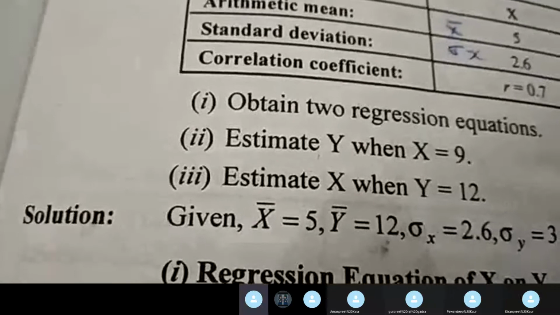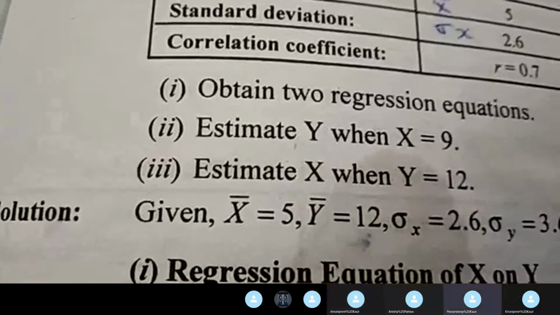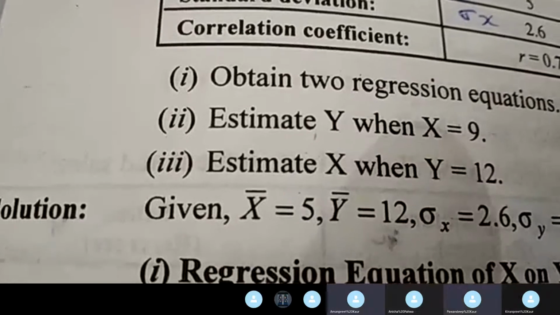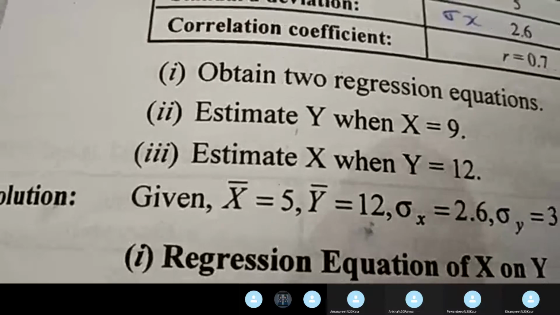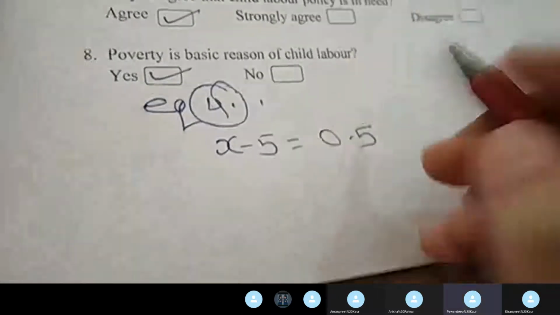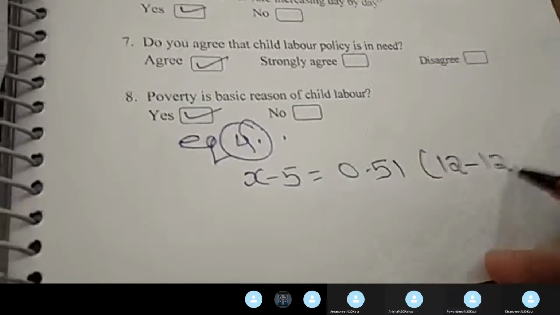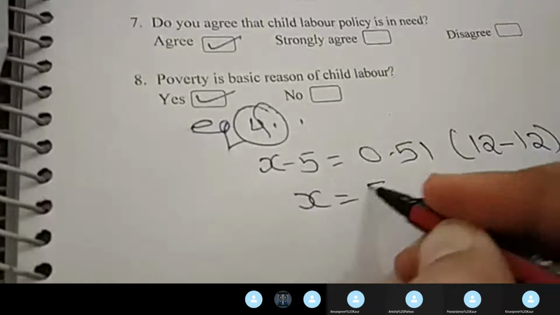On similar basis, you can find the value of x when y is 12. Find its value. You can either put it in equation 3 or you can put it in equation 4. It is all your wish. My suggestion is you put it in equation 4. That will be much better. x minus 5 is equal to 0.51 into 12 minus 12, that is 0. So the value of x is 5.